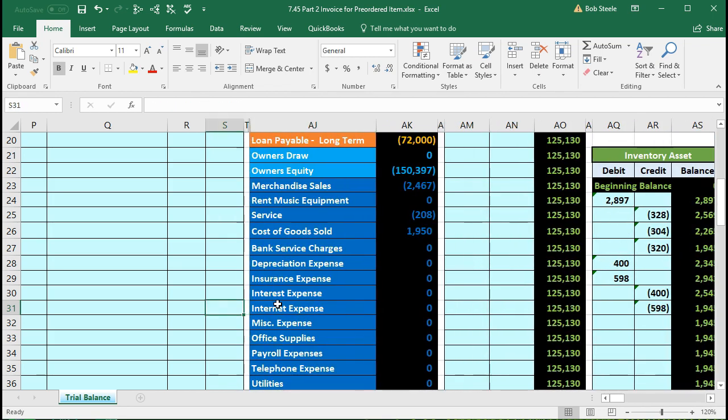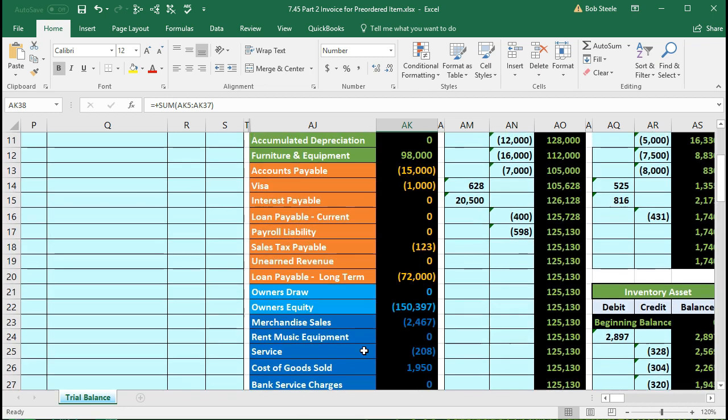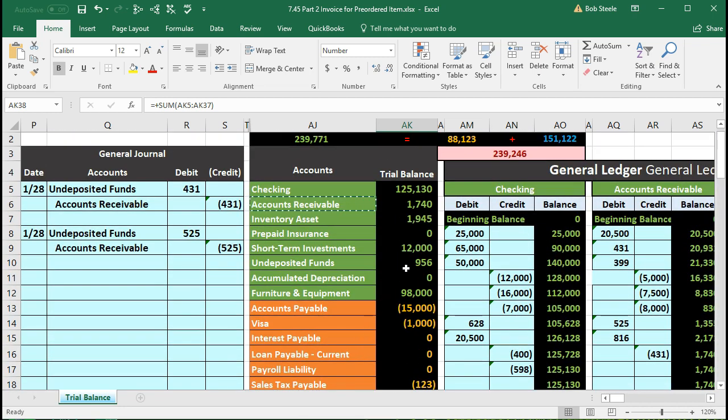So then we're going to go to the left and scroll back. If we go down, we see that we're out of balance by $525 till we record the other side, and we see that $956 in undeposited funds. Now we're going to record the accounts receivable. Second account on the trial balance, second account on the general ledger.